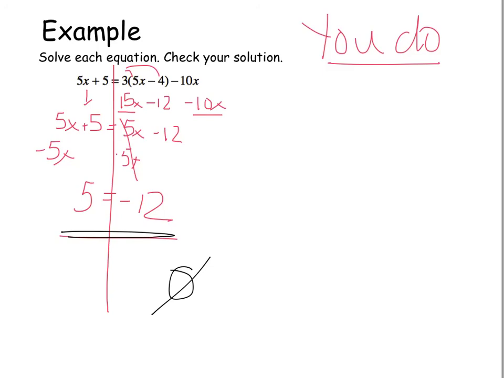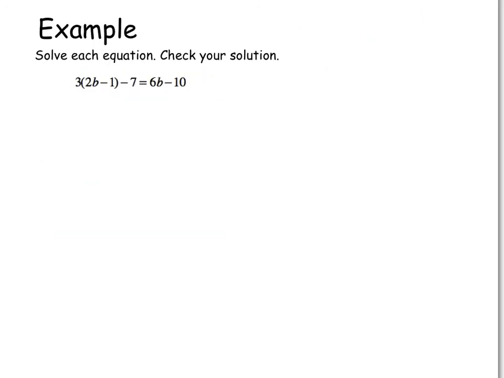There is not a single number that you can plug in to this x here, here, and here for this equation to be true. So this can be written as that big circle with a line through it as no solution. All right, and you do this one and see what happens at the end of this problem.